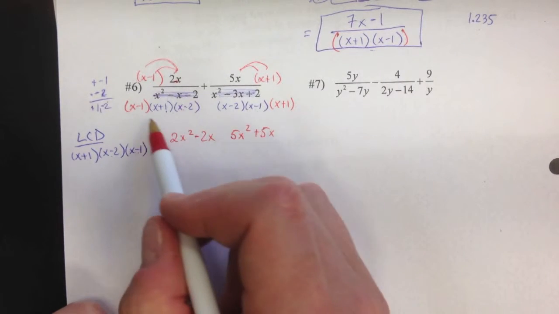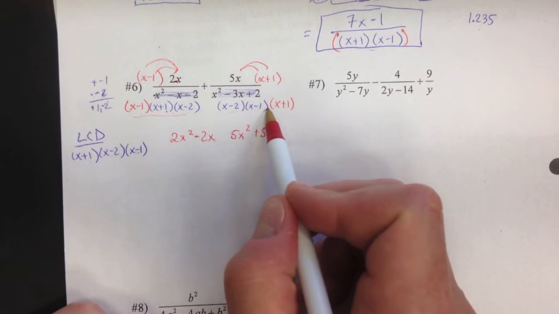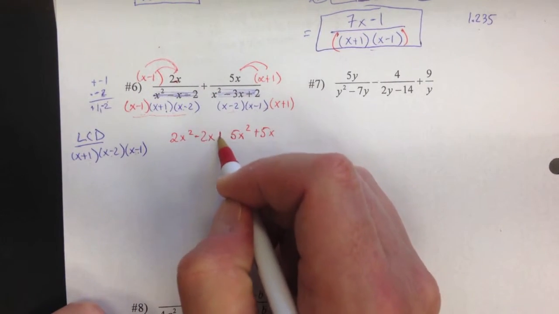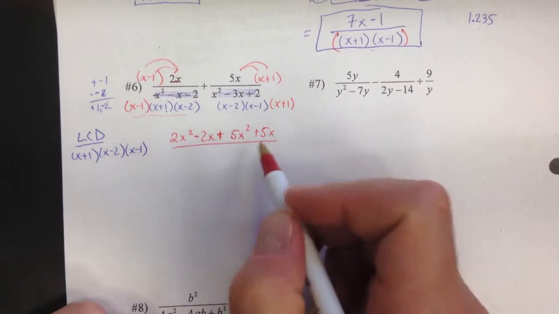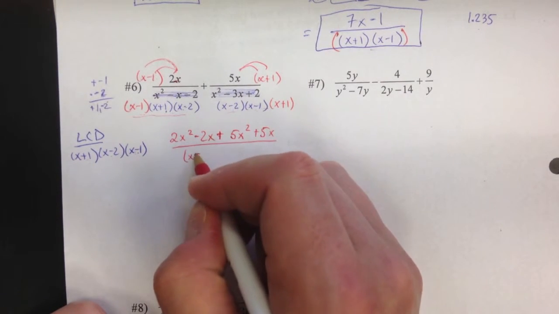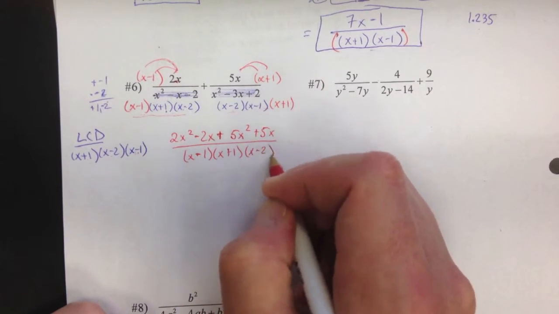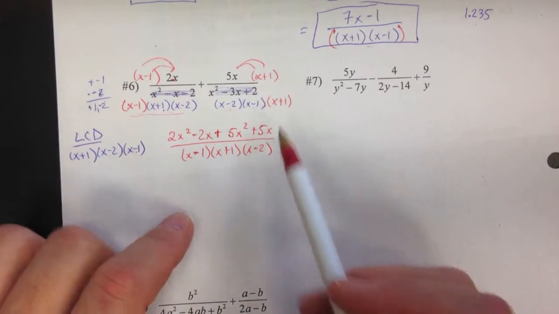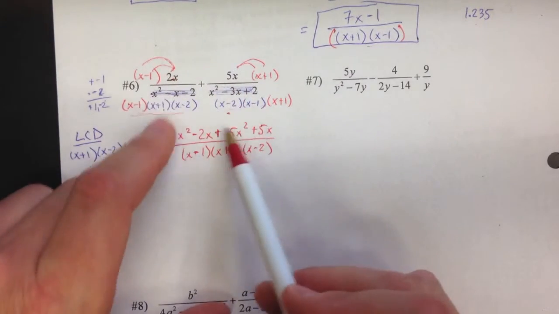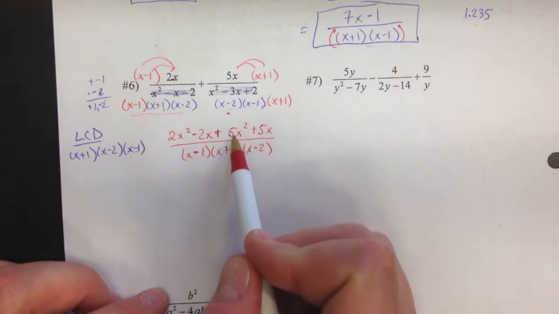And I think you'd agree that the denominators are the same. So what I'm going to do is add. I'll just go ahead and start combining over x minus 1 times x plus 1 times x minus 2. Okay, so what I've done is I've already started to combine the numerators. All right, so let's combine like terms.